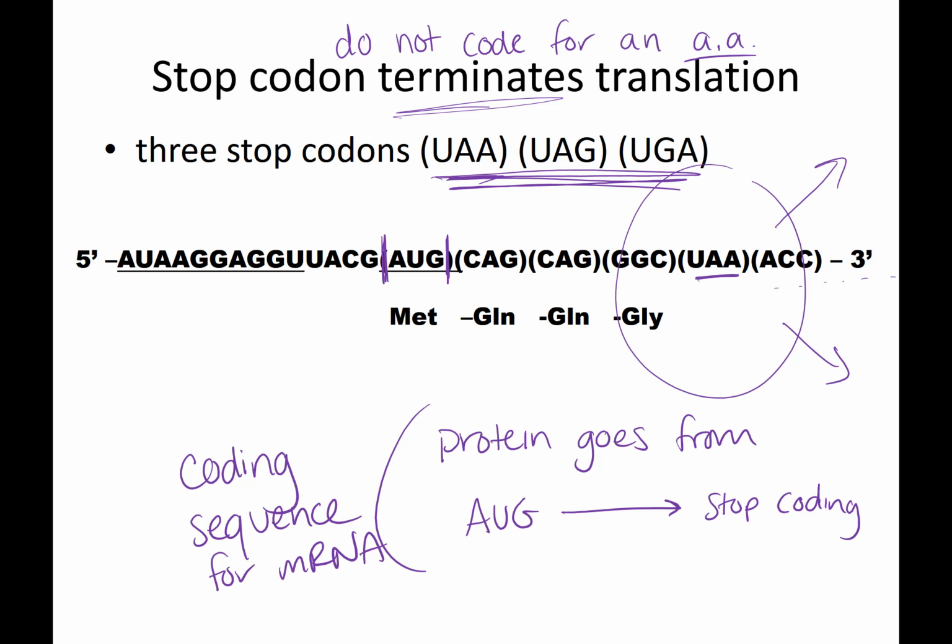Now, sometimes I will just have you start the groups of three, depending on the problem. And you can see if we did that, our groups of three would be totally shifted. One, two, three, one, two, three. Right? And we'd have a totally different protein. So it's super important for the ribosome to find that correct AUG start codon and start adding amino acids.